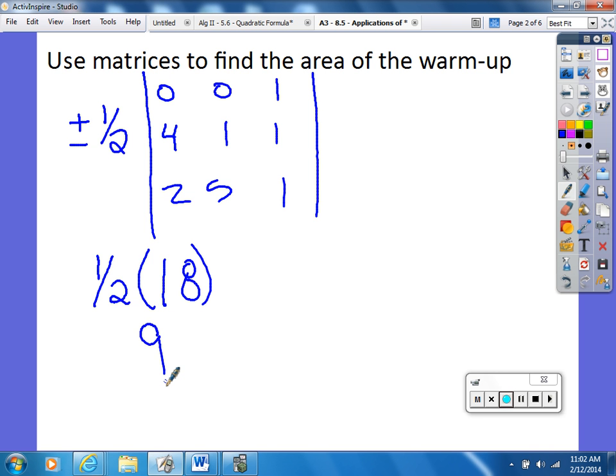Now, 9's not a good answer. What should you write after it? Anybody know? Unit. Yep. Unit squared. Because it is an area. You need to be able to tell that. That's it.